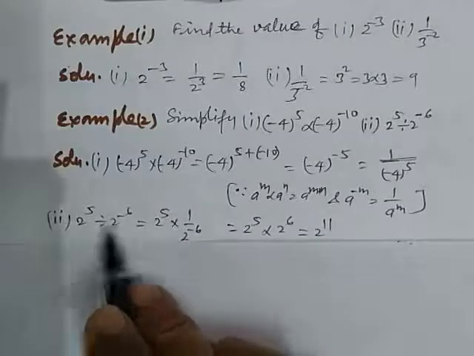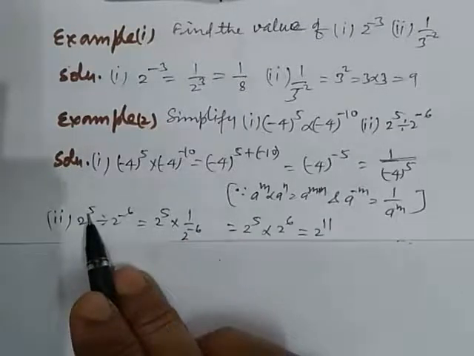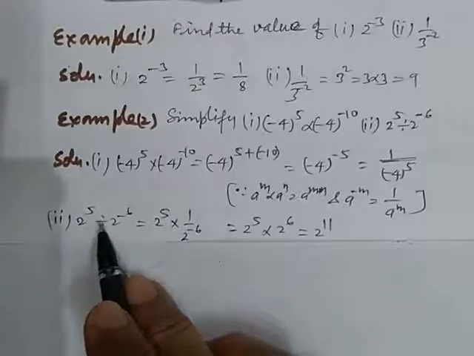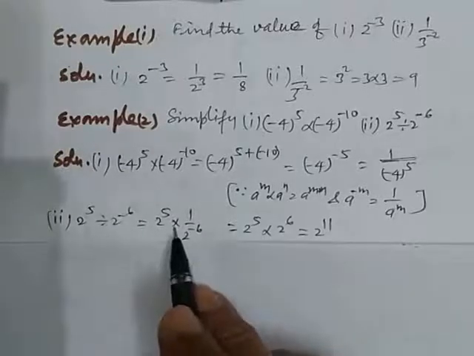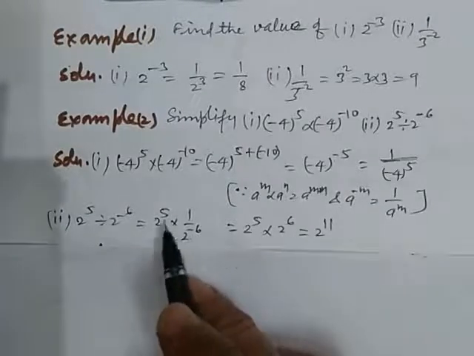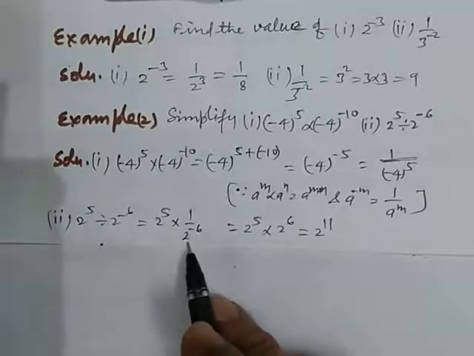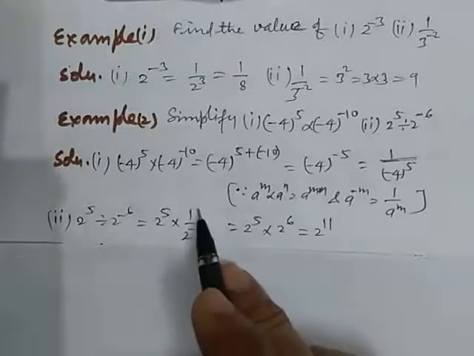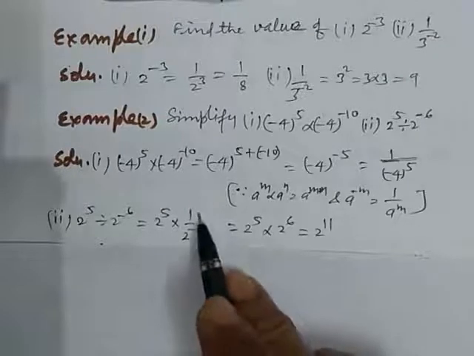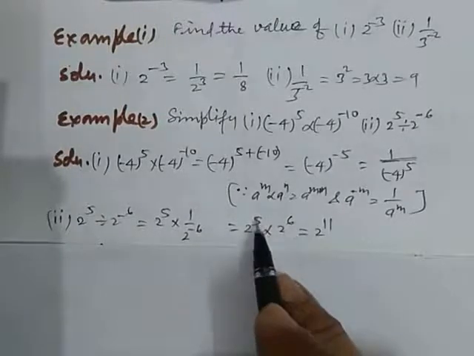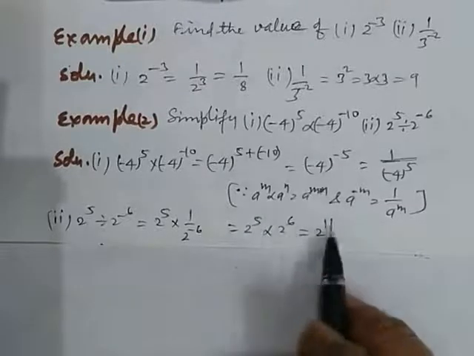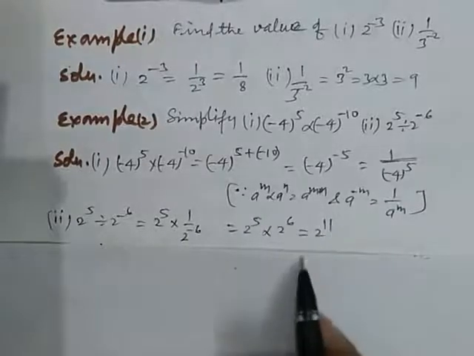Now we solve the second part. 2 raised to the power 5 divided by 2 raised to the power minus 6. Convert this: division into multiplication by reciprocating the number. Now 2 raised to the power 5 into 1 upon 2 raised to the power minus 6. Taking this into the numerator, it becomes positive. So 2 raised to the power 5 into 2 to the power 6. The powers are adding, 5 plus 6, 11. So this way we can solve this question.